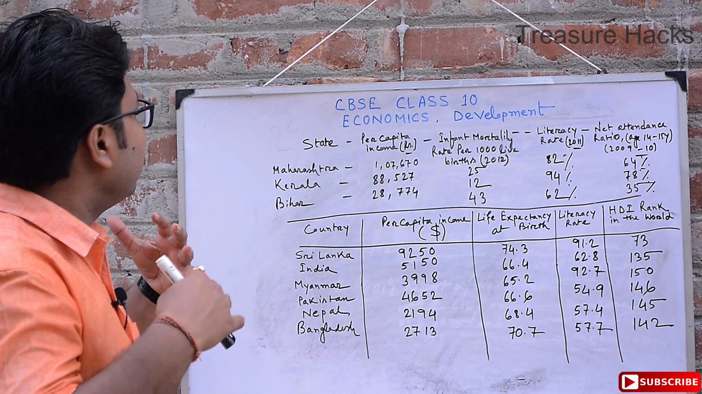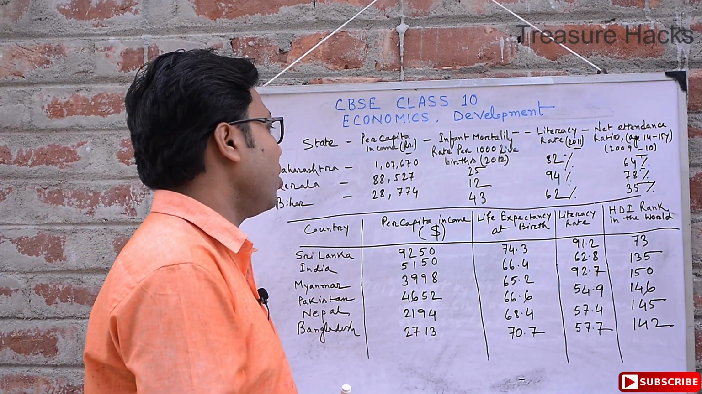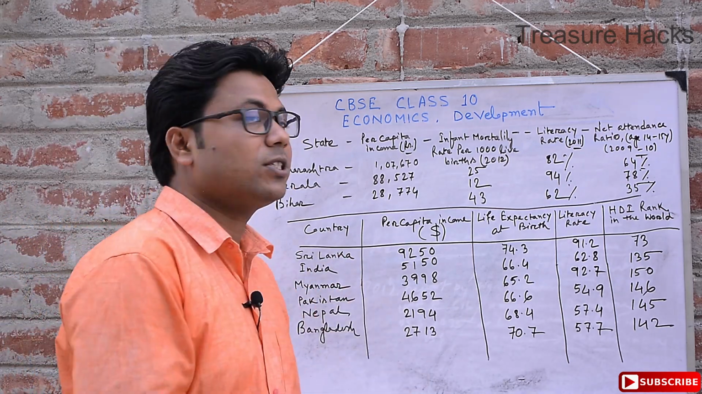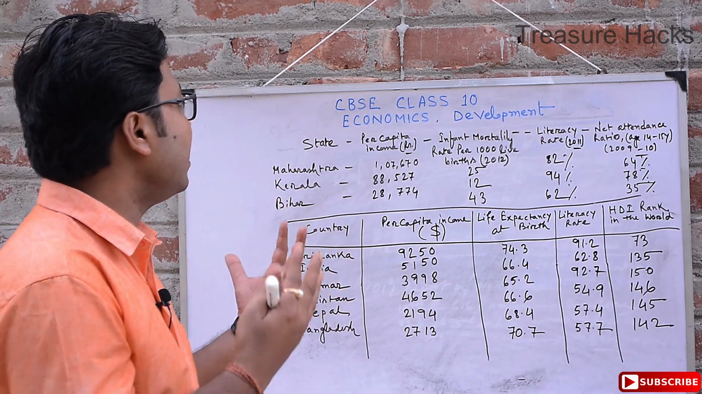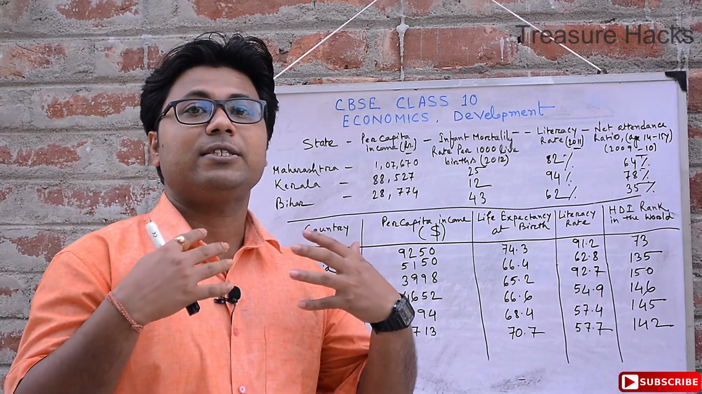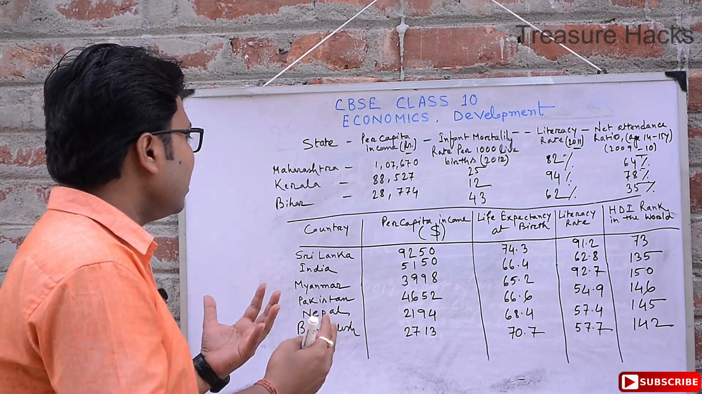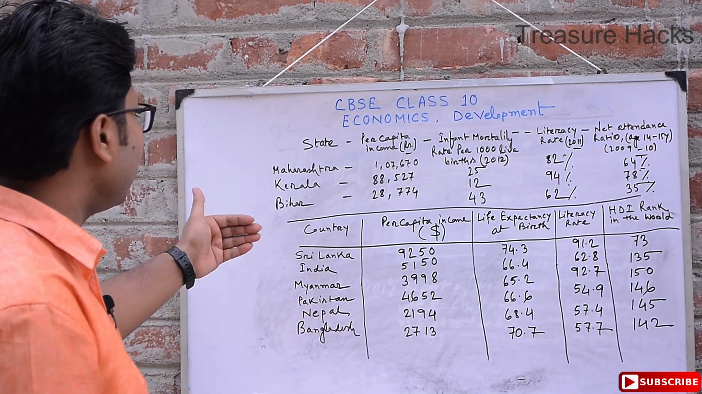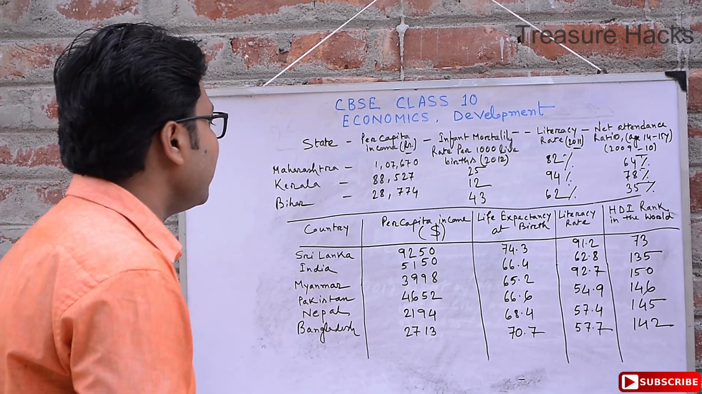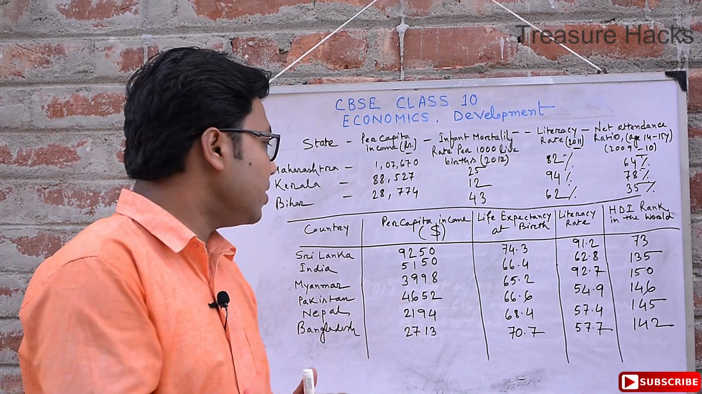If we consider only per capita income, then Maharashtra is the developed one. But if we consider these other aspects, the literacy rate, net attendance ratio, and infant mortality, then we have to say that Kerala is quite a bit more developed than the other two. And as far as the countries are concerned, the per capita income of Sri Lanka is $9,250 per year.